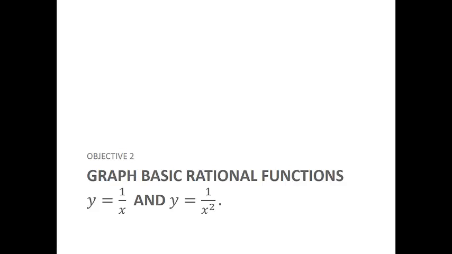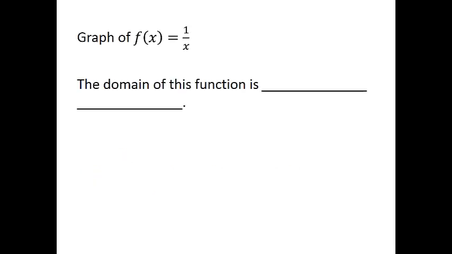In this video, I will talk about the basic rational functions y equals 1 divided by x and y equals 1 divided by x squared. First, let's look at f of x equals 1 divided by x. We know the domain of this function is all real numbers except x equals 0. That is, it's negative infinity to 0 union 0 to infinity.